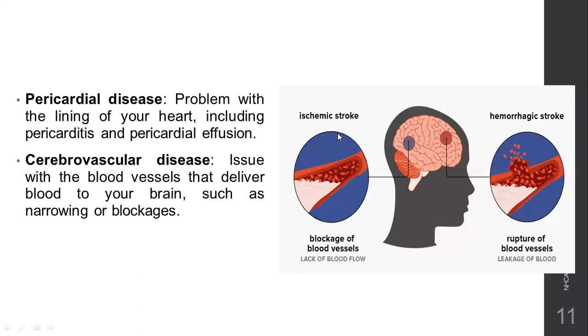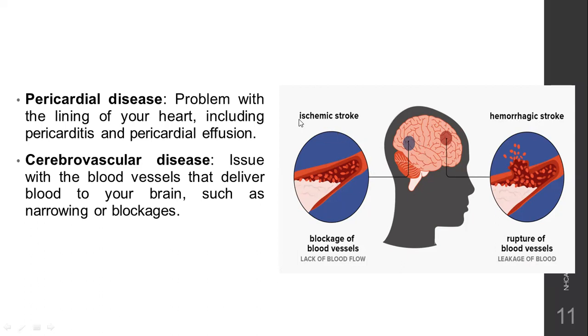Then we have cerebrovascular disease. Cerebro, brain; vascular, blood vessels. So diseases that take place in the blood vessels of the brain, that is cerebrovascular. Issues with the blood vessels that deliver blood to your brain, such as narrowing, blockages, or aneurysm as well. Here they have shown you examples of stroke.